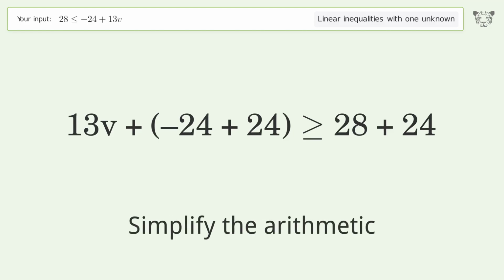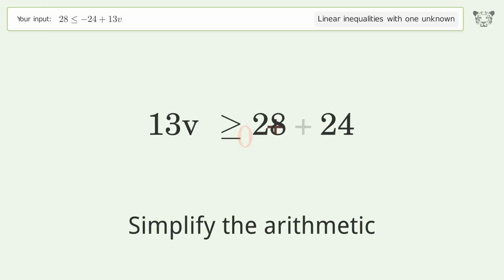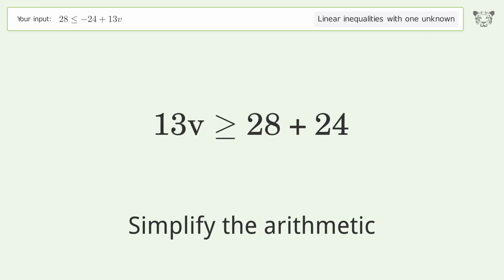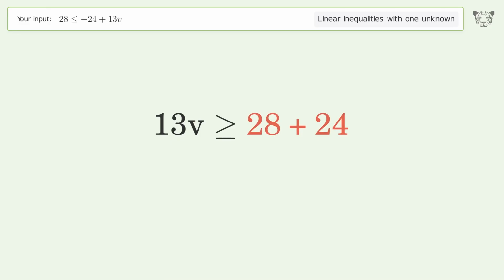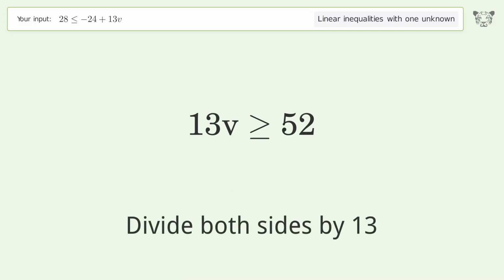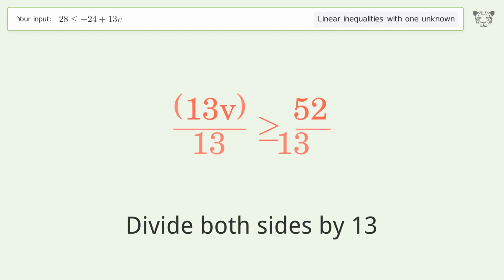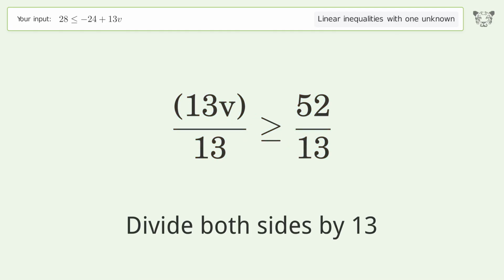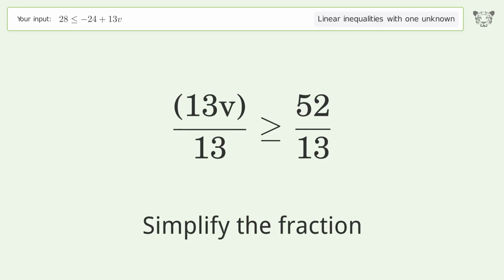Simplify the arithmetic. Isolate the v. Divide both sides by 13. Simplify the fraction.